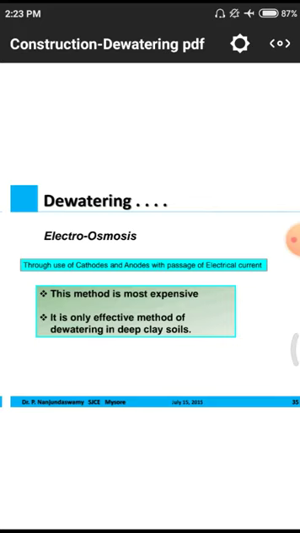By the passing of this current, the water is automatically converted into vapor form, and it runs off into the environment, not into surrounding lands and other places. The total water is converted into vapor, and the total vapor is mixed with the air or atmosphere in the surrounding areas. It is the one effective method of dewatering in deep clay soils.